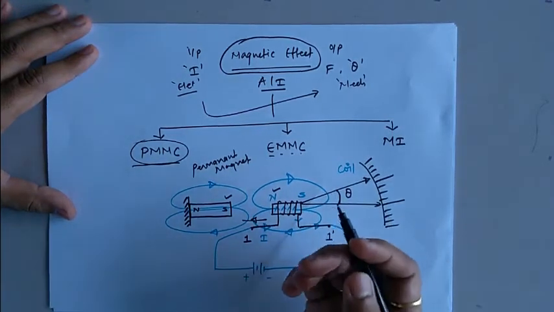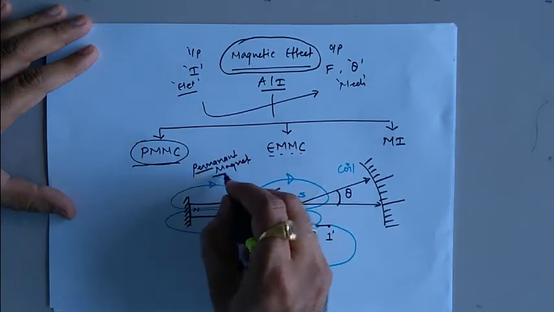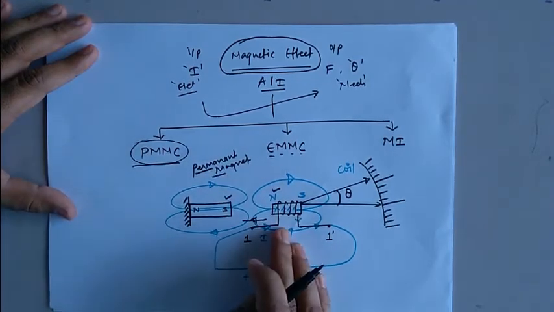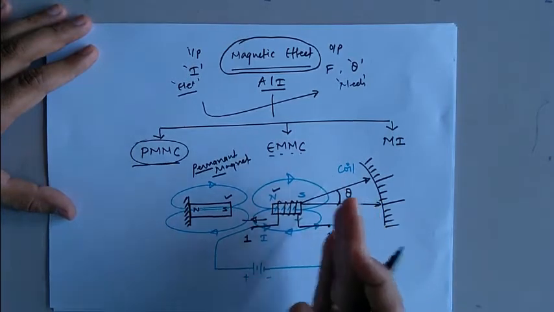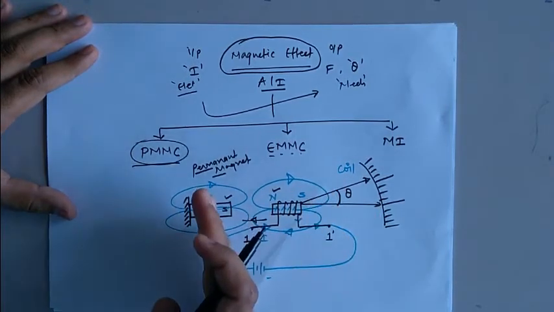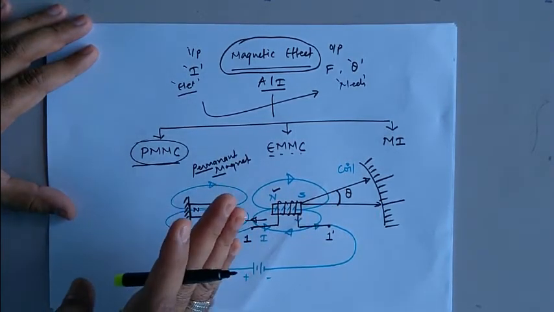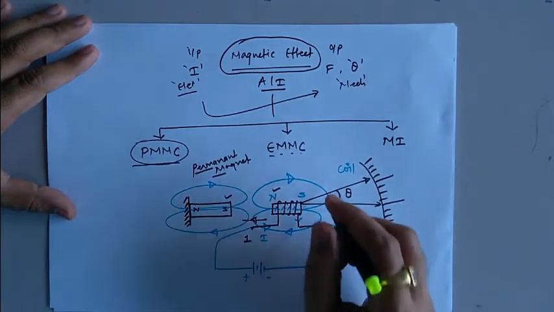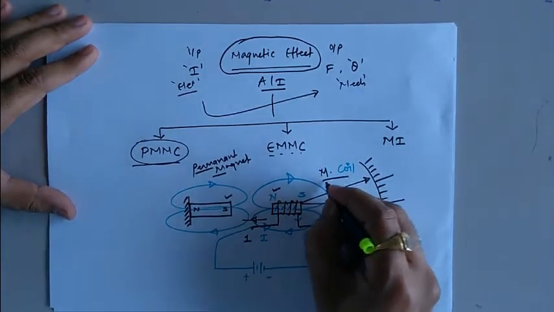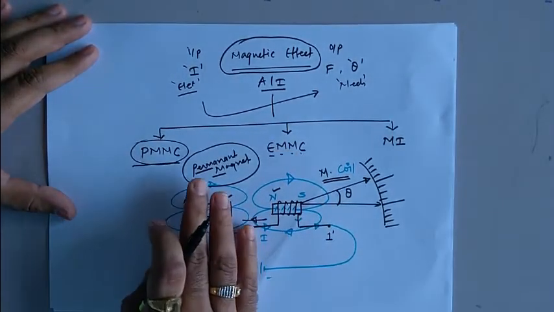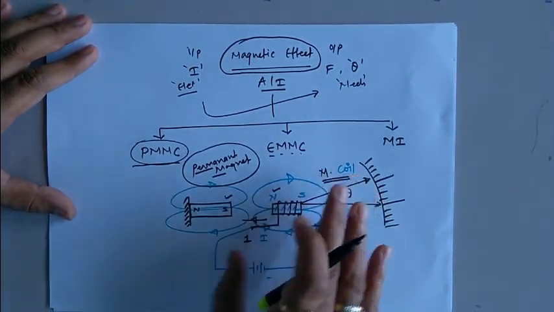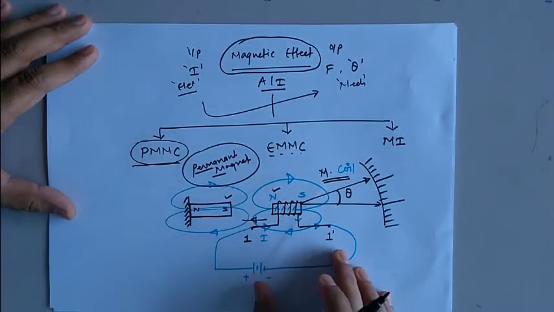Why is it called PMMC? Because here we have a permanent magnet, and due to the force of attraction or force of repulsion, this coil is capable of moving away from the permanent magnet or towards the permanent magnet. So here it is a moving coil and here we have a permanent magnet. The combination of permanent magnet moving coil is nothing but PMMC.